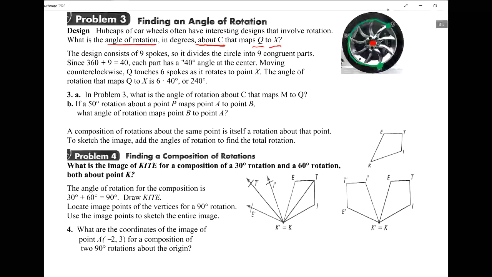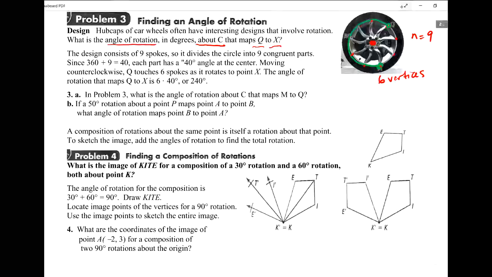Well, how are we going to figure this out? Well, we need to know how many vertices does Q move? How many vertices does our whole thing have? Well, let's count them up. 1, 2, 3, 4, 5, 6, 7, 8, 9. So N equals 9. We have 9 vertices, 9 sides. How far does Q move? Q moves 1, 2, 3, 4, 5, 6. So this is 6 vertices to get around.